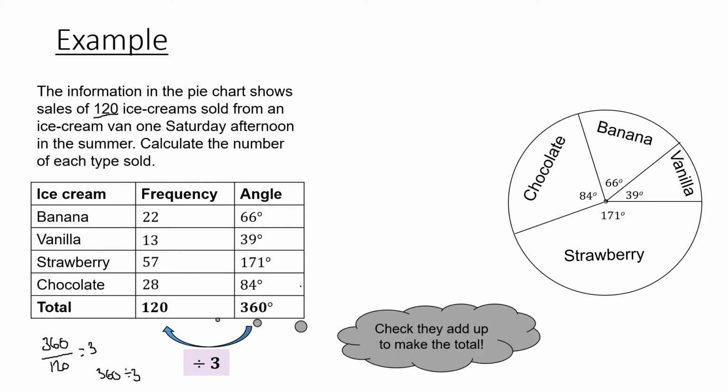Another way that you can just make sure that you have got all of your frequencies correct is add your frequency. So 22 plus 13 plus 57 plus 28 should give you an answer of 120. And if it doesn't, it means that something has gone wrong up here.